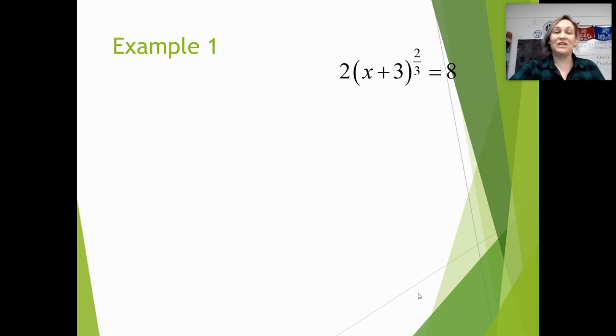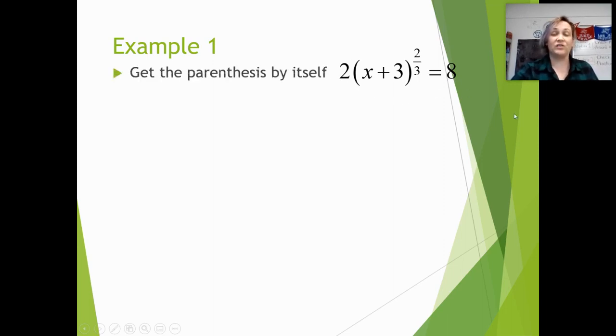So here's my first equation. It is 2 times the quantity x plus 3, and then this 2/3, that's an exponent on the parentheses, and then it's equal to 8. Now, because the parentheses has an exponent, we are not allowed to distribute the number 2 into the parentheses. Instead, we're going to take that 2 that is not trapped inside the parentheses and move it to the other side. So I'm going to divide by 2. It was being multiplied, so I'm going to divide.